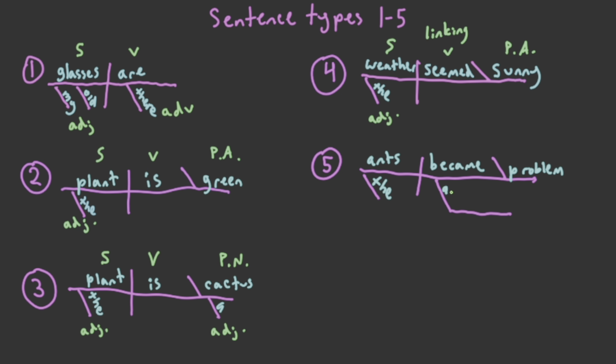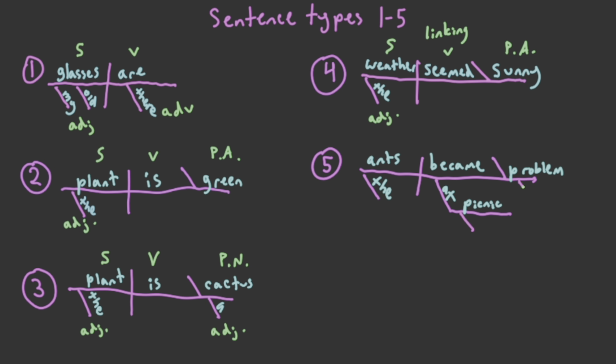We put the subject ants on our subject line, modified by the adjective the. We draw our vertical line to separate the subject and predicate. We write became in our verb spot. We put our slanted line, as we do for all patterns 2 through 5, and we put problem modified by a. But now we have this prepositional phrase, and where do we put it?